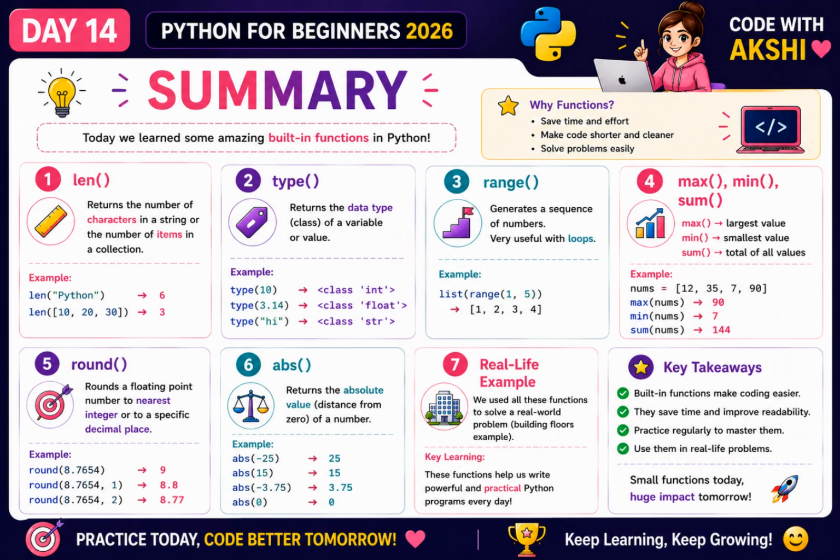So now let's quickly recap today's lesson. Today, we learned what built-in functions are. We learned about len that counts the characters or items, type that identifies the data types, and range to generate the sequences, and max, min, and sum to work with numbers, and round to round the decimal values. And next about abs to get the absolute value of a number. So these functions help us to write cleaner, shorter, and more efficient Python programs.